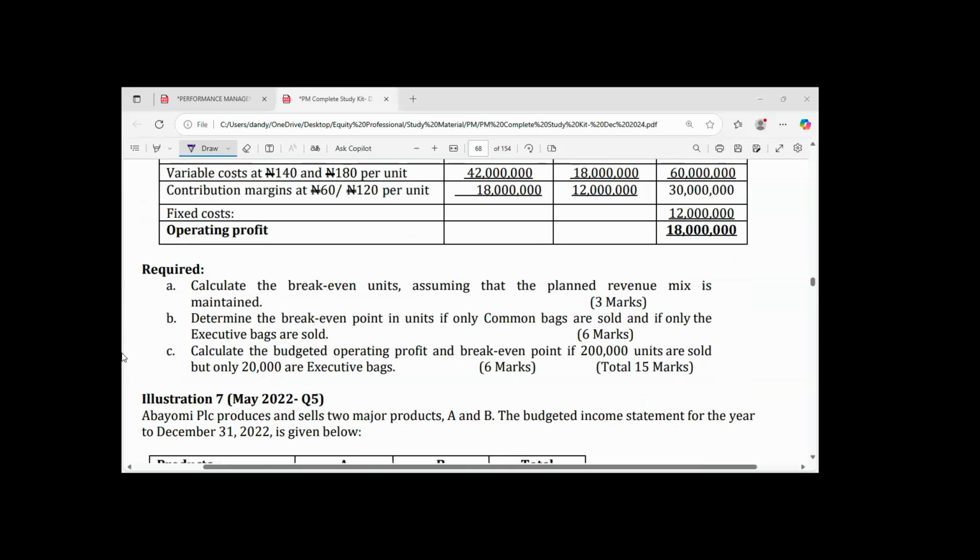B, determine the break-even points in units if only common bags are sold and if only the executive bags are sold. C, calculate the budgeted operating profit and break-even point if 200,000 units are sold, but only 20,000 units are executive bags, 15 marks in total. So this is the question.